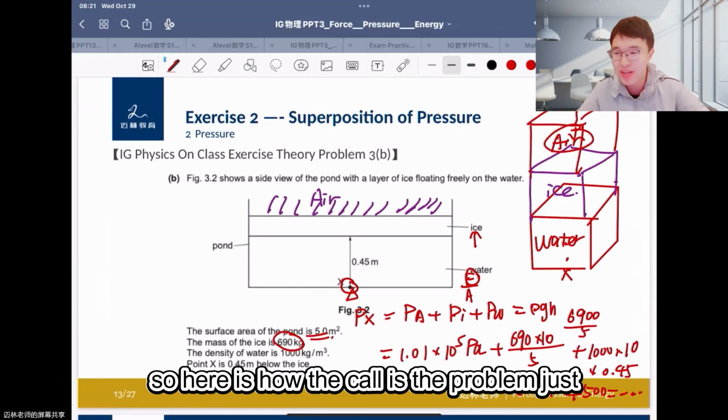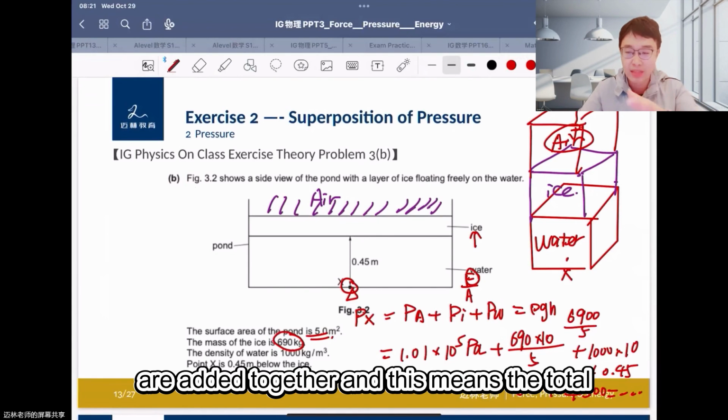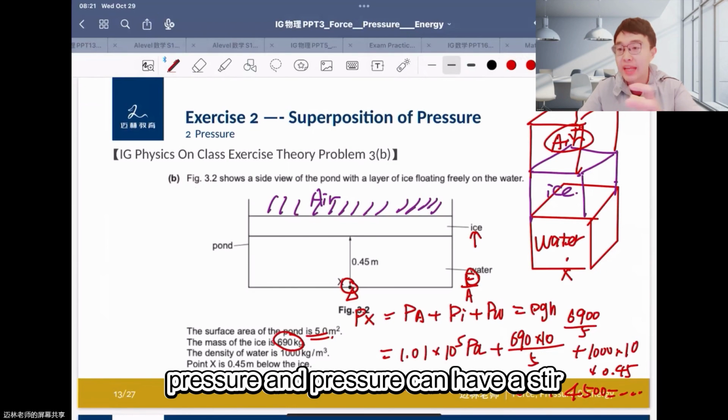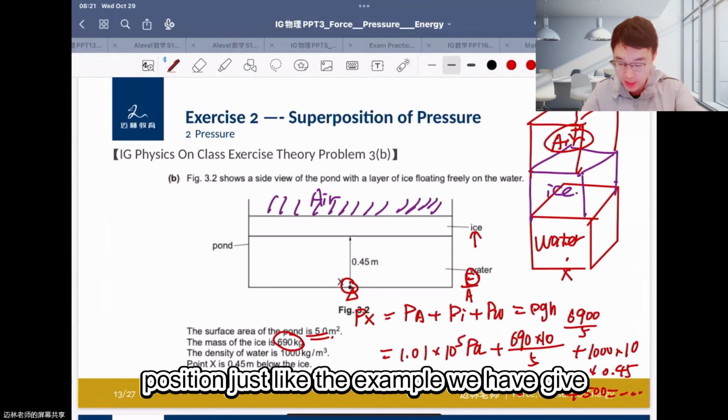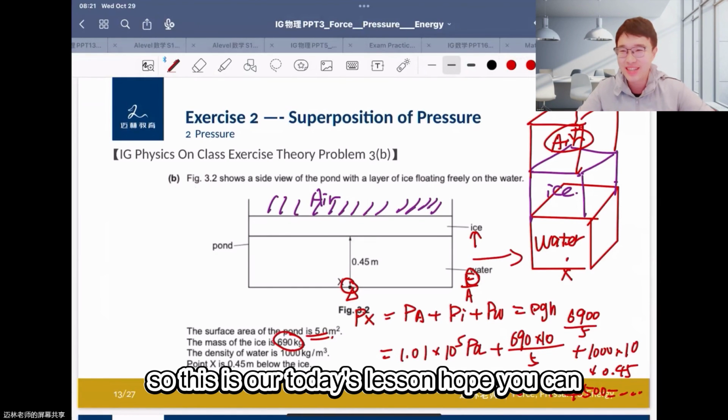Okay, so here is how to calculate the problem. Just remember that we have three pressures, and we have to add them together, and this gives the total pressure. Pressure can have a superposition, just like the example we gave in Minecraft. Okay, so this is our lesson today.